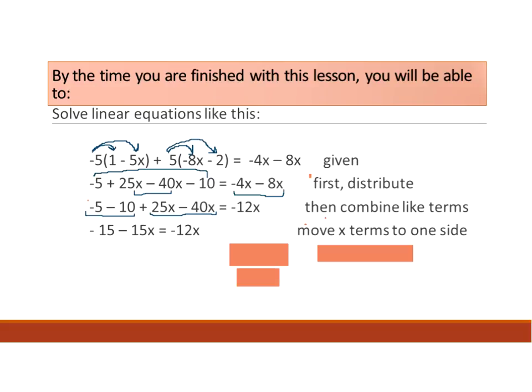Okay, we're just about there. I want to move my x terms to the other side. So I'm going to make them positive by adding the 15x. The opposite of minus 15 is a positive 15. Oops, and then I need an x there as well. Okay, that makes the 15x's on the left side go to 0.